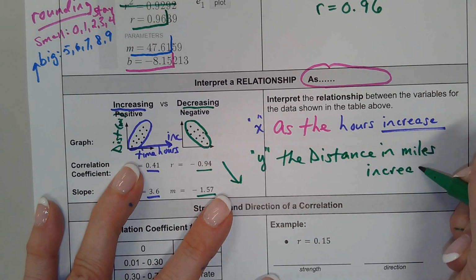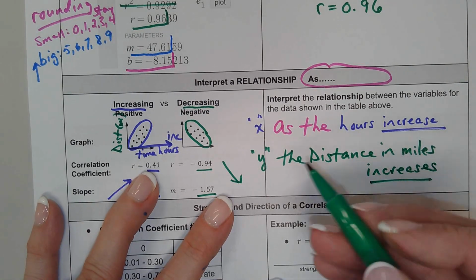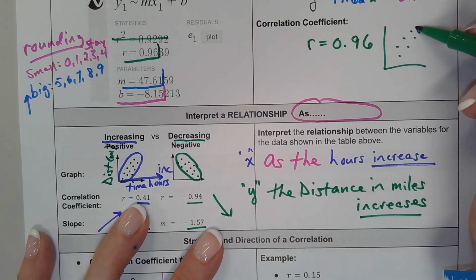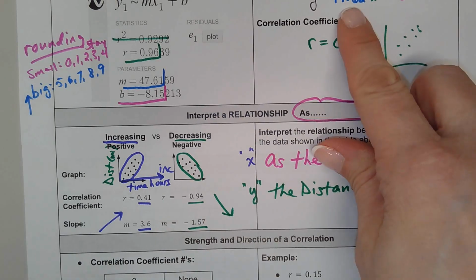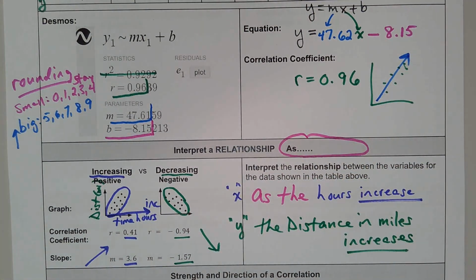increases. Okay? And the reason you know that is because the correlation is positive, which means the dots are going up. The slope of the line is positive. Okay? So your line of prediction is going up.